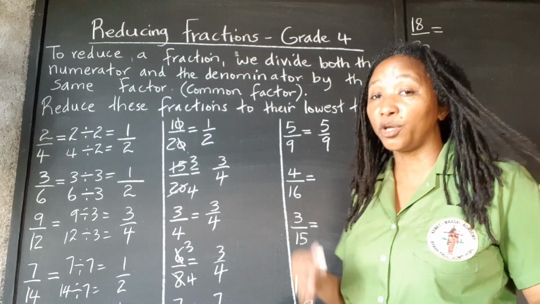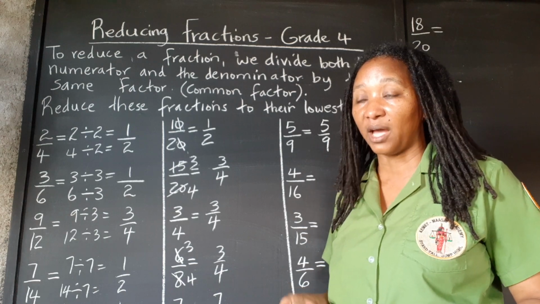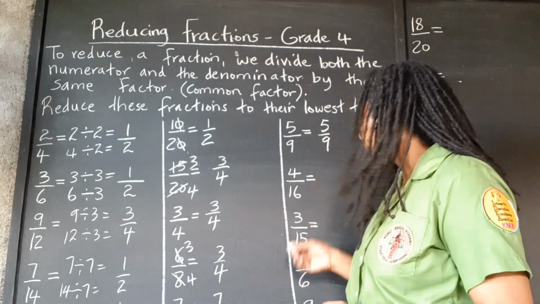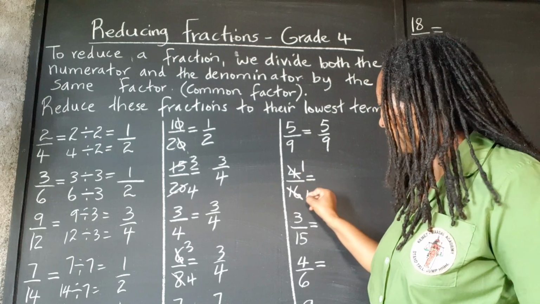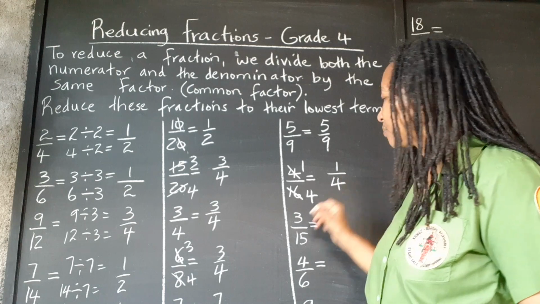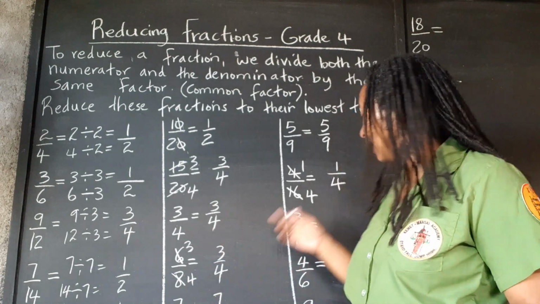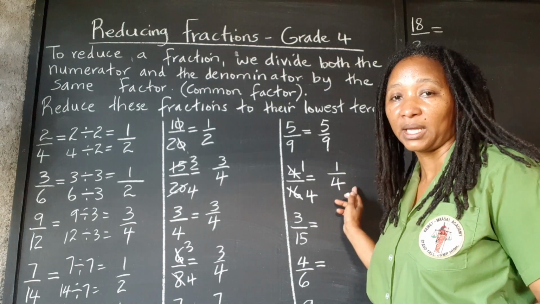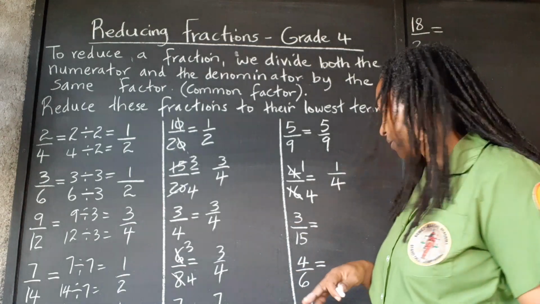How about 4 over 16? Well, if you know your 4 times table, you know that 4 can go into 16. And 4 can go into itself. So 4 goes into itself 1 time, 4 goes into 16, 4 times. So the simplest form of 4/16 is a quarter. That's as simple as we can bring it down, reduce it.